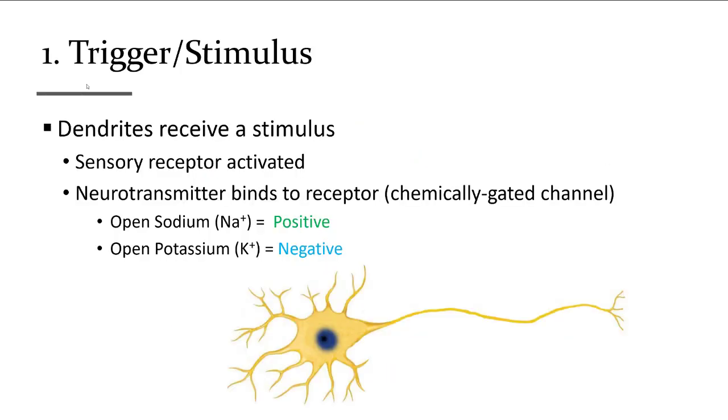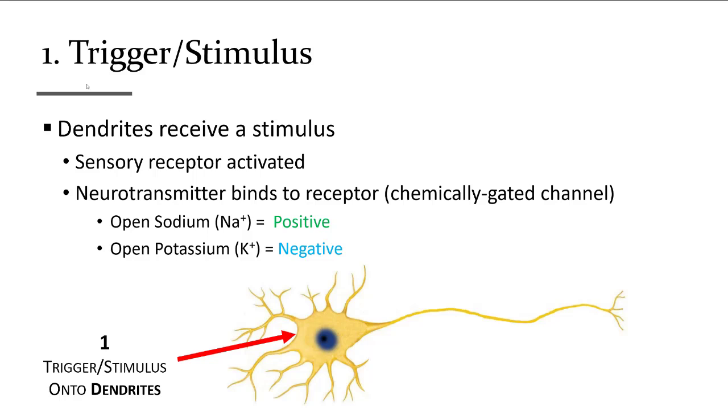So now let's go back to the step-by-step components of how a neuron transmits an electrical impulse. Starting from the initial trigger, dendrites receive a stimulus. The stimulus for a sensory neuron could be activation of a sensory receptor, such as pain, touch, or temperature. Most neurons, however, are more likely to receive a neurotransmitter from a neuron, which acts as a trigger. A neurotransmitter is a chemical, so a chemically gated receptor is on the dendrites for that neurotransmitter to bind to.